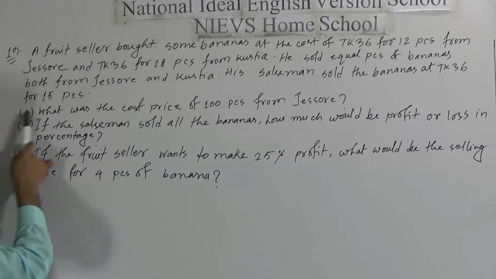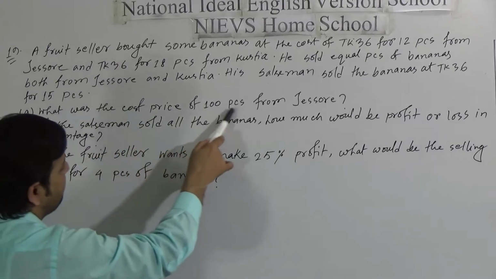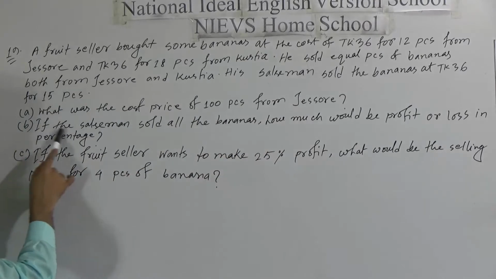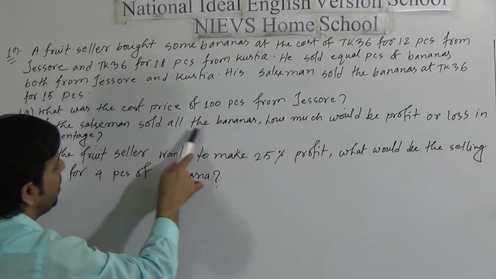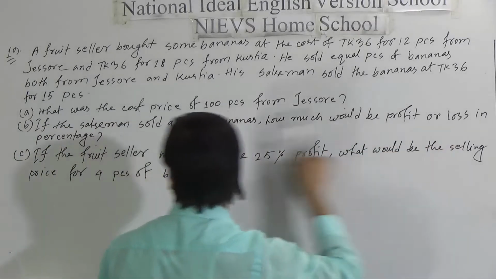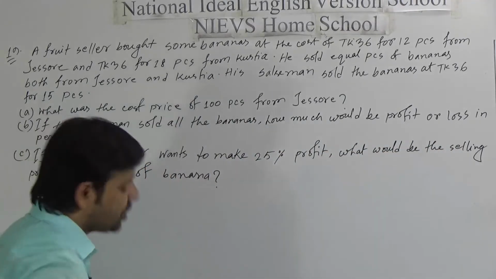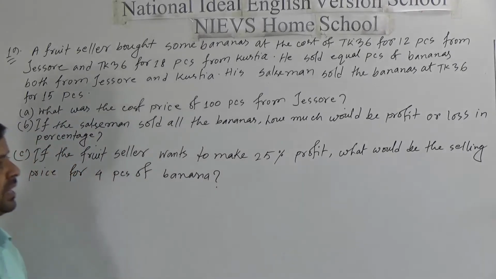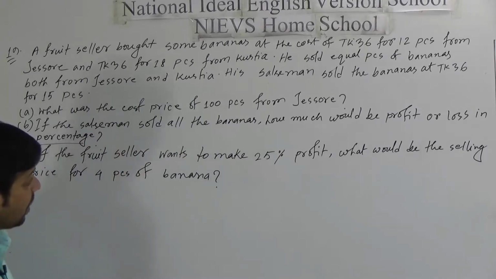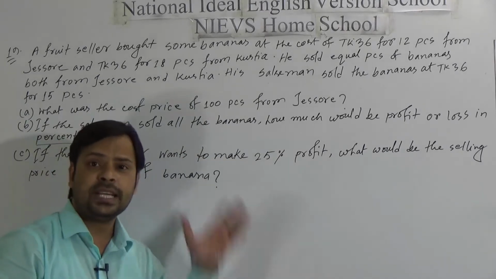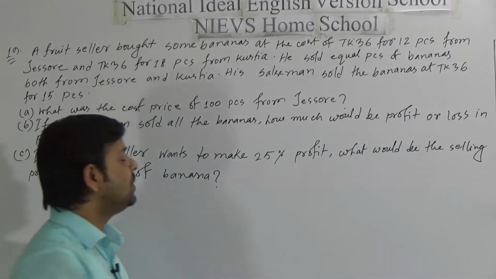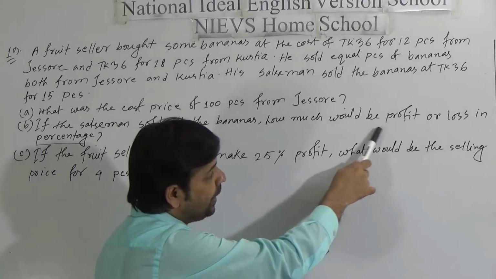First question A. What was the cost price of 100 pieces from Joshua? Question B. If the salesman sold all the bananas, how much would be profit or loss in percentage? Dear students, in question B, you have to remember that this word "in percentage" is not given in your book. Okay, so if the word is not given here, what will you determine? Determine how much would be profit or loss.